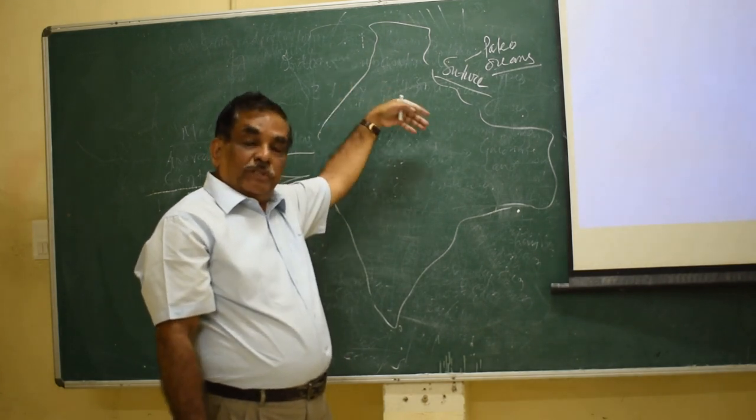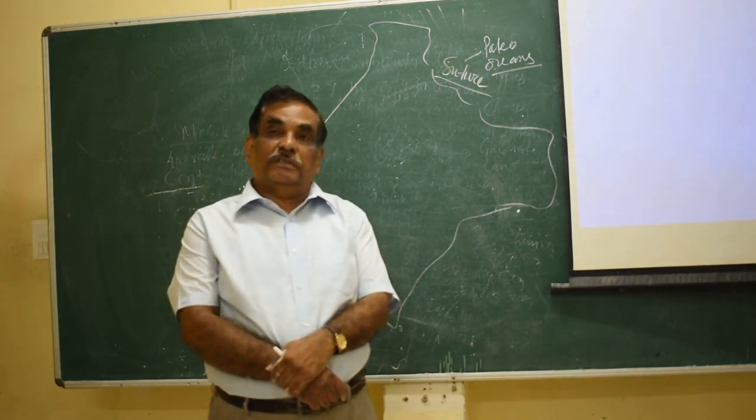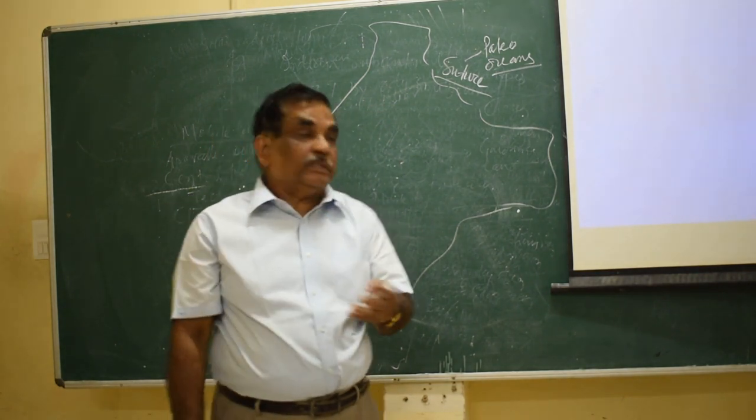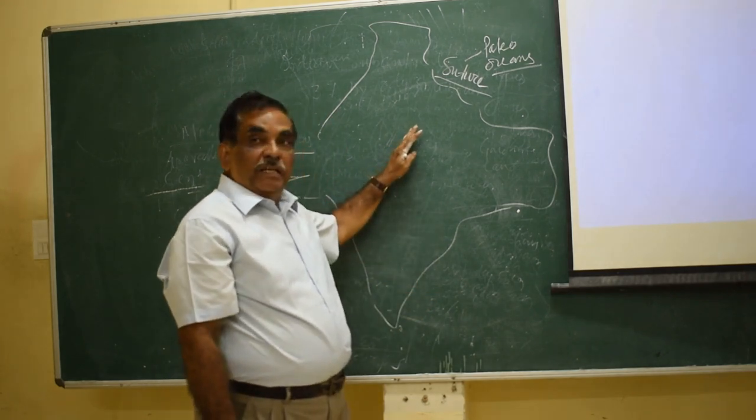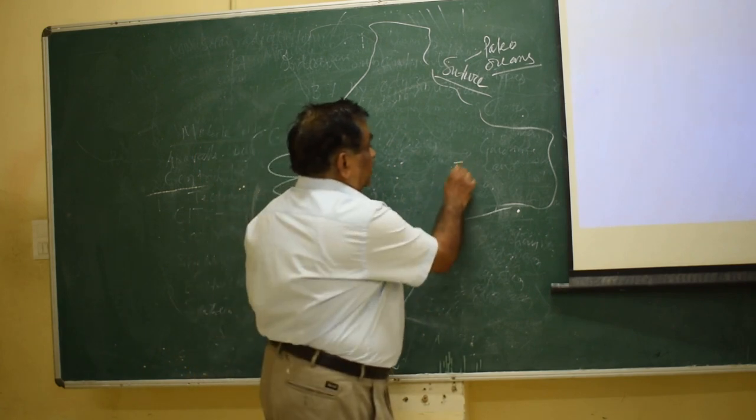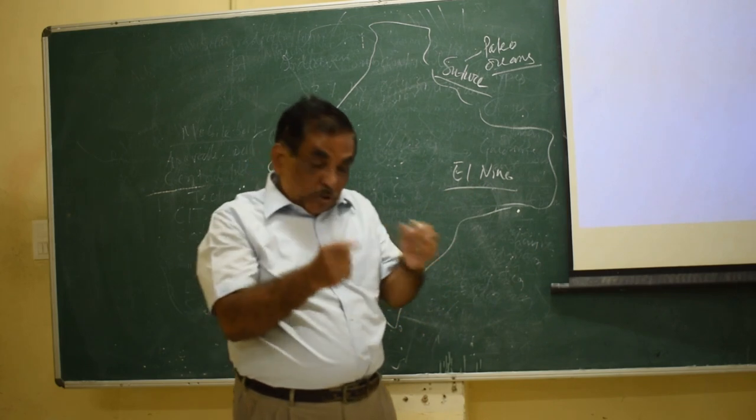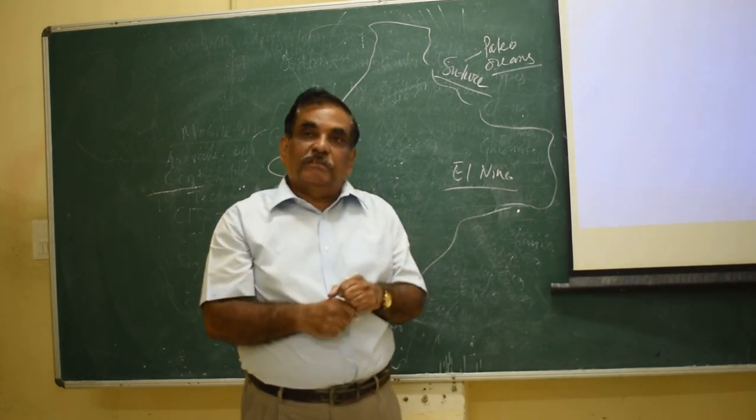Why did it suddenly come this way? This is called westerly disturbances. This westerly disturbance happens because India is now passing through an El Nino phase, where the monsoon is quite weak, very weak.